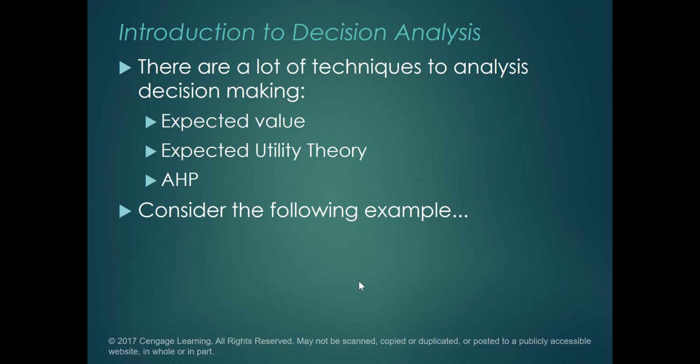There are a lot of techniques that are helpful to analyze decisions. For example, we have the expected value method, the expected utility theory, the analytical hierarchy process (AHP) method, and so on. In this chapter, we cover some of the basic techniques that we need to learn to analyze decisions.